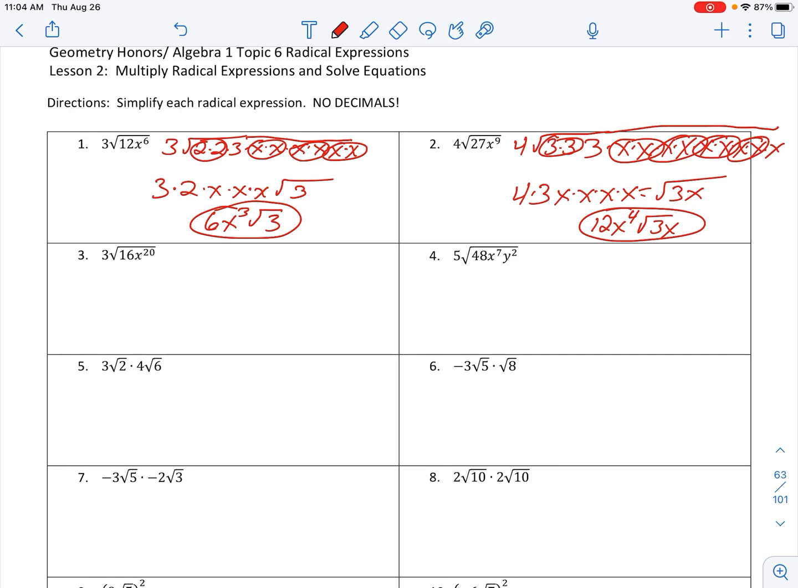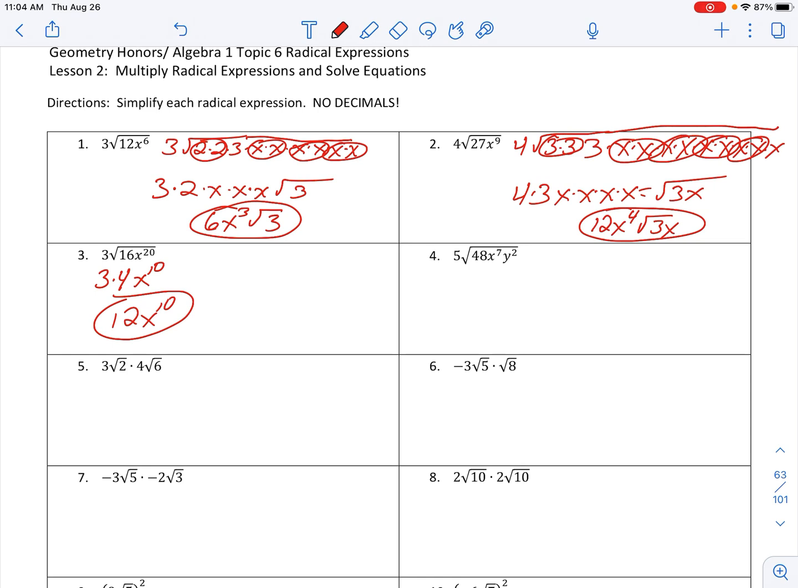Now, number 3, the 16, that is perfect. So the square root of 16 is 4. And x to the 20th happens to give me 10 pairs of 2s. So I'm going to have 10 x's out front, or we can just say x to the 10th. If you expanded out 20 x's, you're going to find 10 pairs of 2s. And final answer is 12x to the 10th. So this was actually a perfect square.